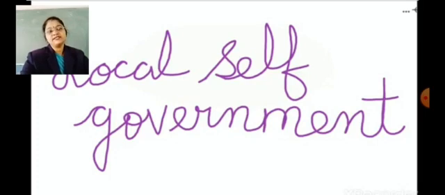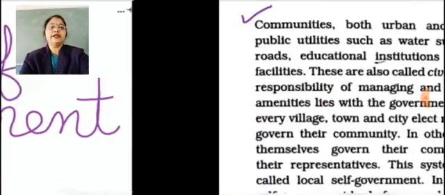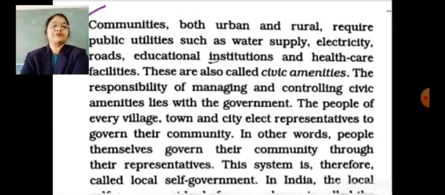Students, local self-government is divided into 2 parts. First one is municipality. It is in urban area. Another one is village level. It is in rural area, and it has Gram Panchayat. Village level has Gram Panchayat. Now let us start our chapter, beta.